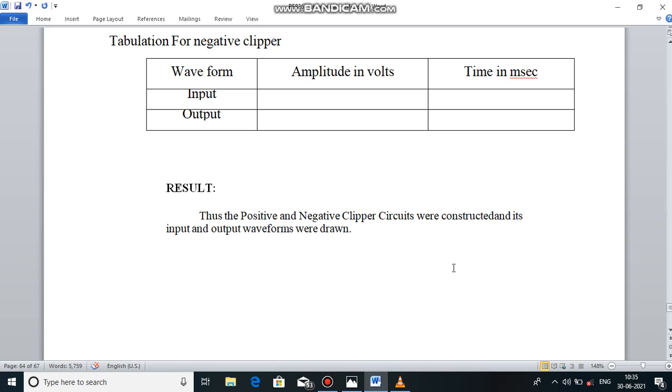Hence the negative and positive clipper circuits were constructed, and their input and output waveforms were drawn using this experiment. And that's all with the experiment.